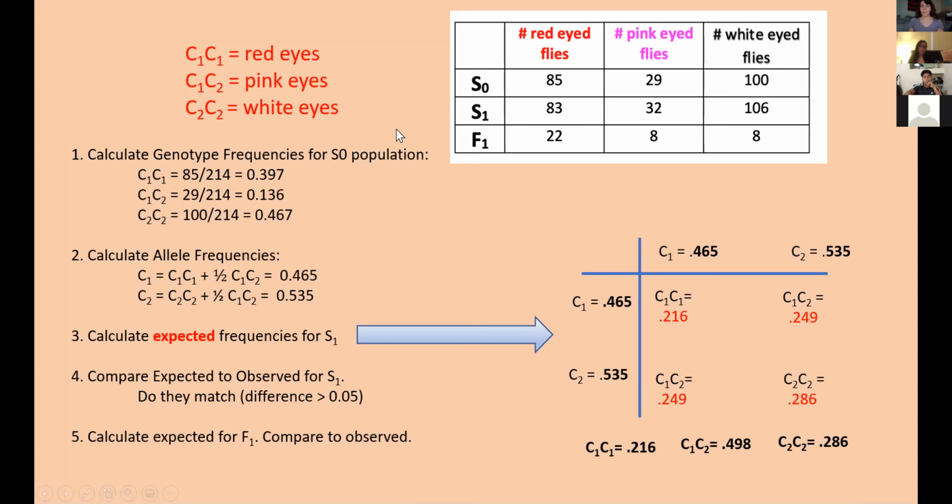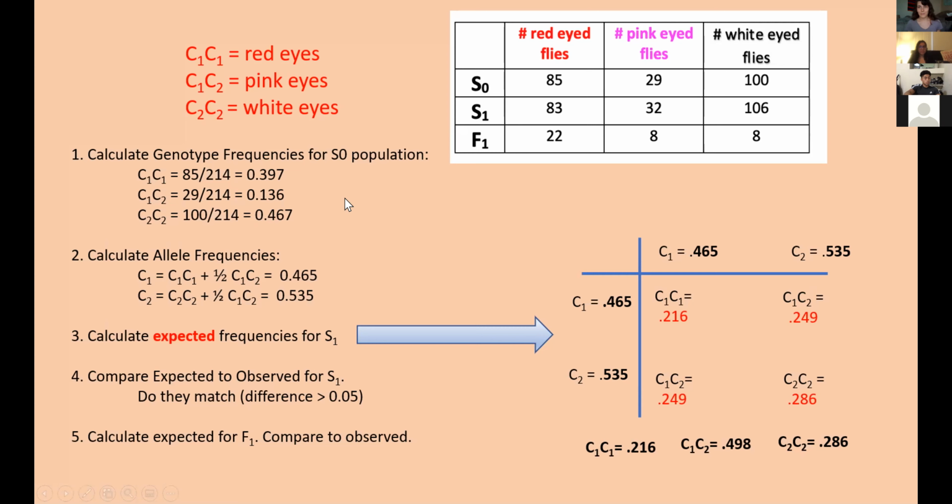This is like what we did in the pre-lab, where all you're doing to find a frequency is looking at the numbers that you observed over the total number of fruit flies. So we had 214 flies total at the beginning of this experiment, and we had 85 red-eyed flies, 29 pink-eyed flies, and 100 white-eyed flies. So then you just divide each of those numbers by the total population to get the frequencies. And hint, hint, this should add up to 1.